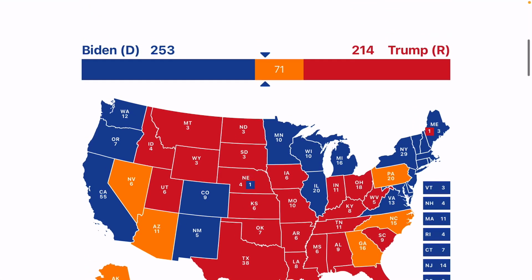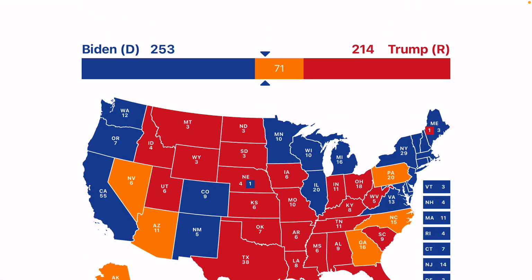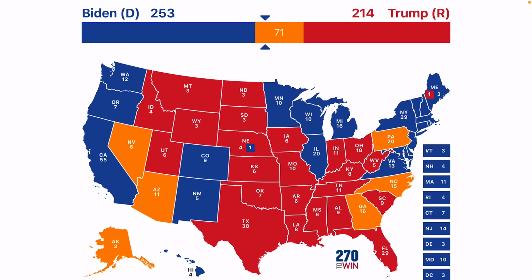So now you have Joe Biden with 253 electoral votes and Donald Trump with 214 electoral votes. 71 electoral votes still undecided. However, Donald Trump must win Pennsylvania and must win Georgia if he wants anything better than a tie, if he wants to win. And if he wants to win, he pretty much has to run the table at this point.